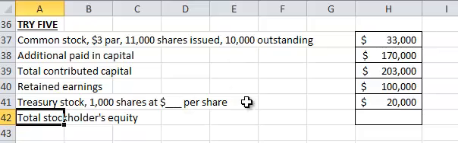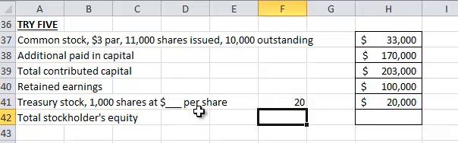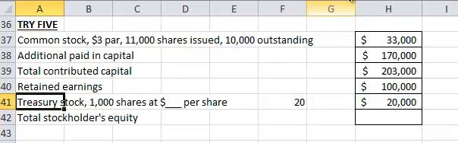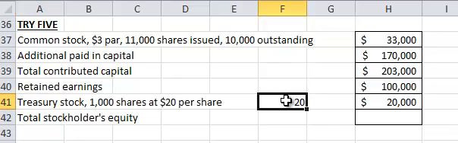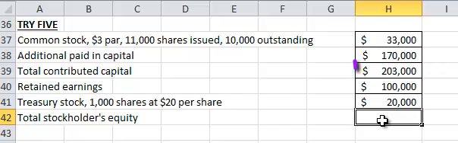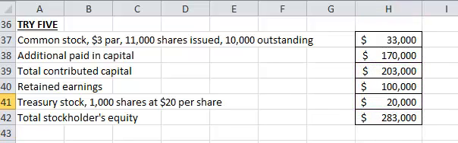What was it per share? 20,000 divided by the 1,000. You probably are way ahead of me knowing it's $20 per share. So you can put that in there. And now it's time to do the math. Contributed capital plus retained earnings minus treasury. And there you go for the last try.